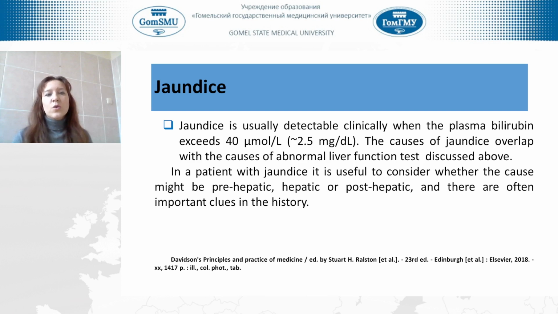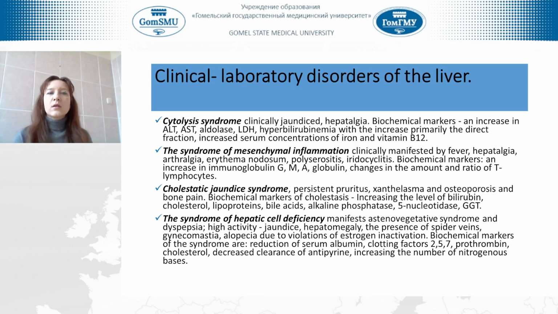In a patient with jaundice, it is useful to consider whether the causes might be prehepatic, hepatic, or post-hepatic, and there are often important clues in the history. Clinical laboratory disorders of the liver. These are the laboratory disorders of liver damage: cytolytic syndrome, the syndrome of mesenchymal inflammation, cholestatic jaundice syndrome, and syndrome of hepatic cell deficiency.